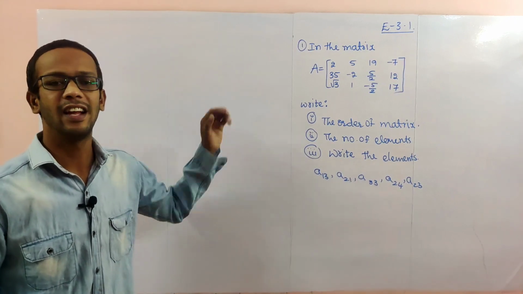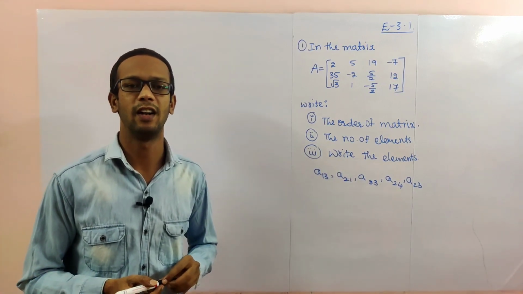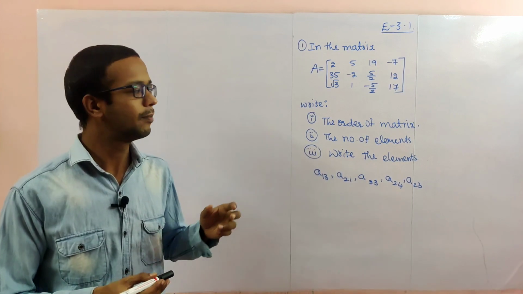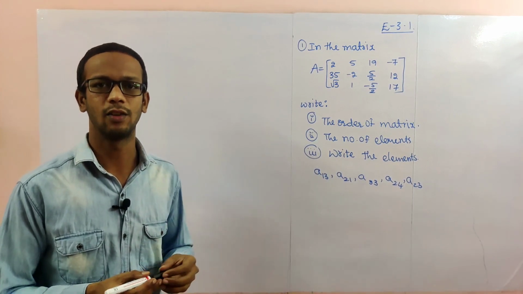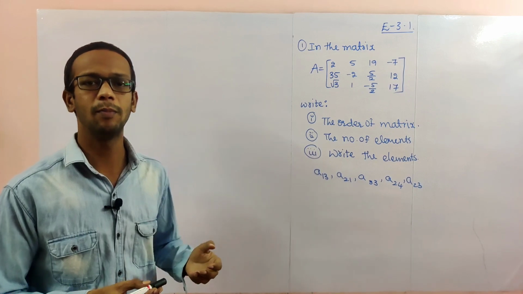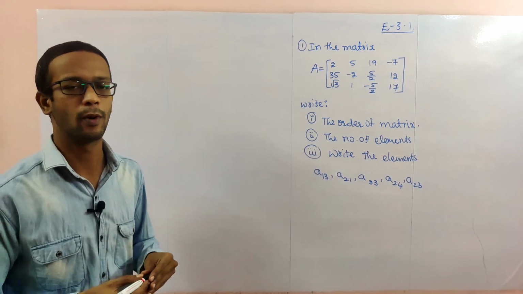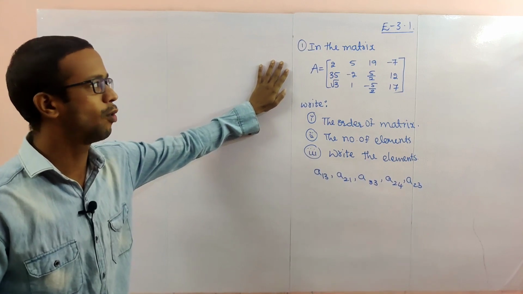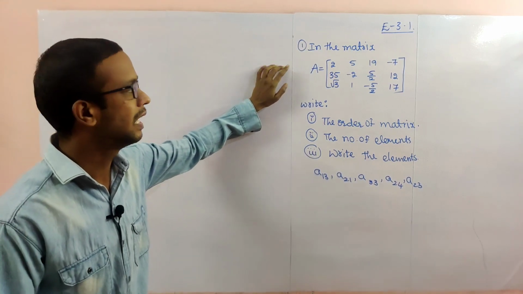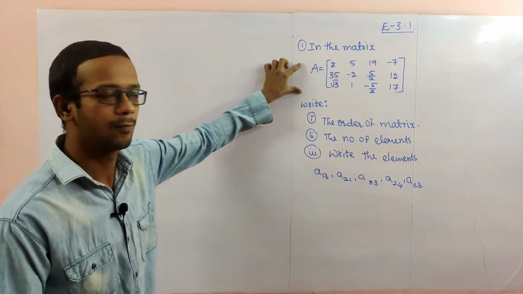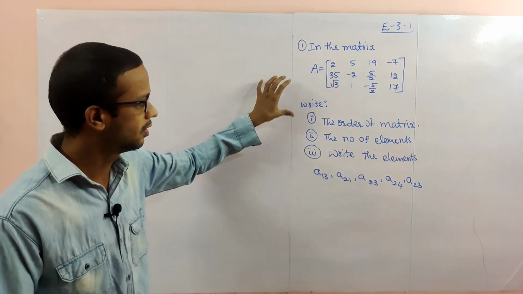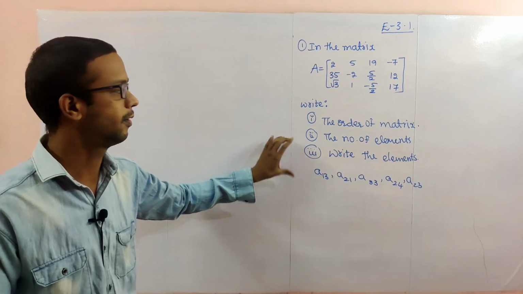Next, we start exercise 3.1. Example problems are there, and similar problems are there in the exercise also. While explaining the exercise problems, I will discuss the example problems also. So the first problem you can see here in exercise 3.1. In the first problem, a matrix A is given. From this matrix, we have to write these 3 things.